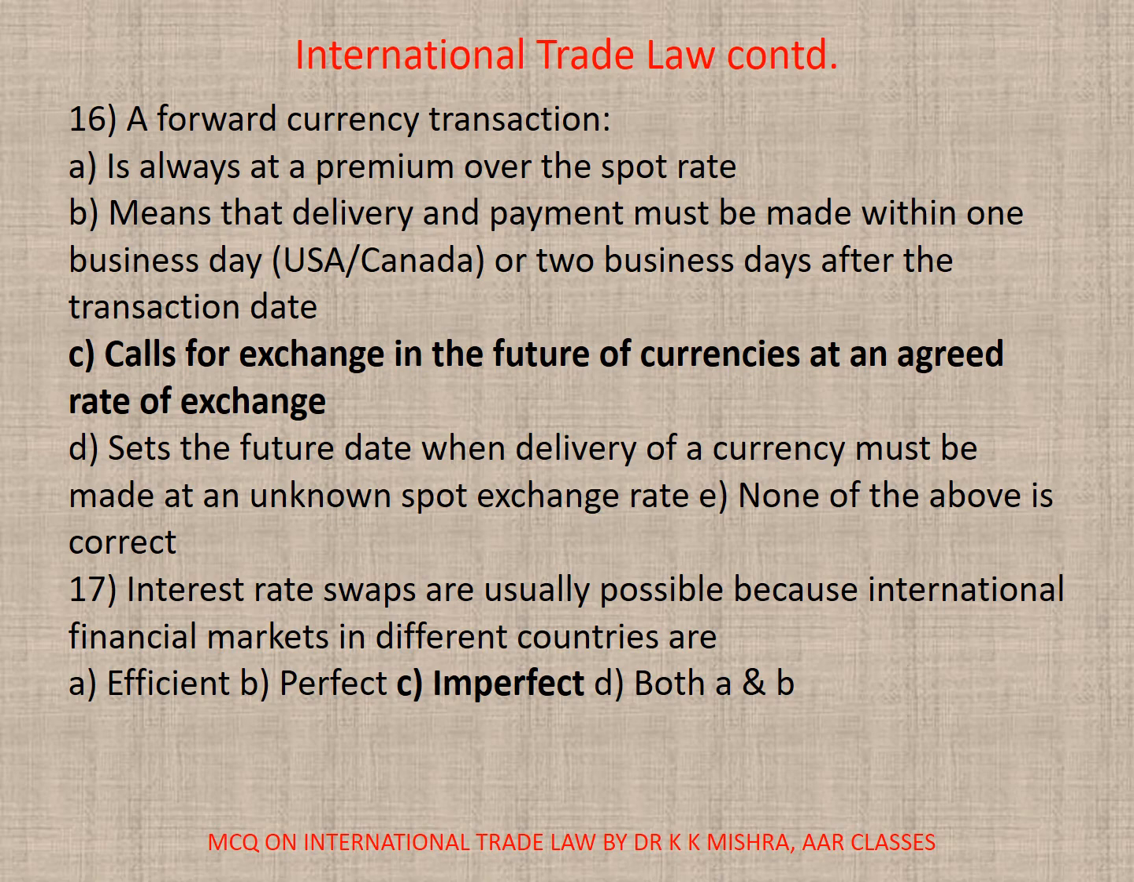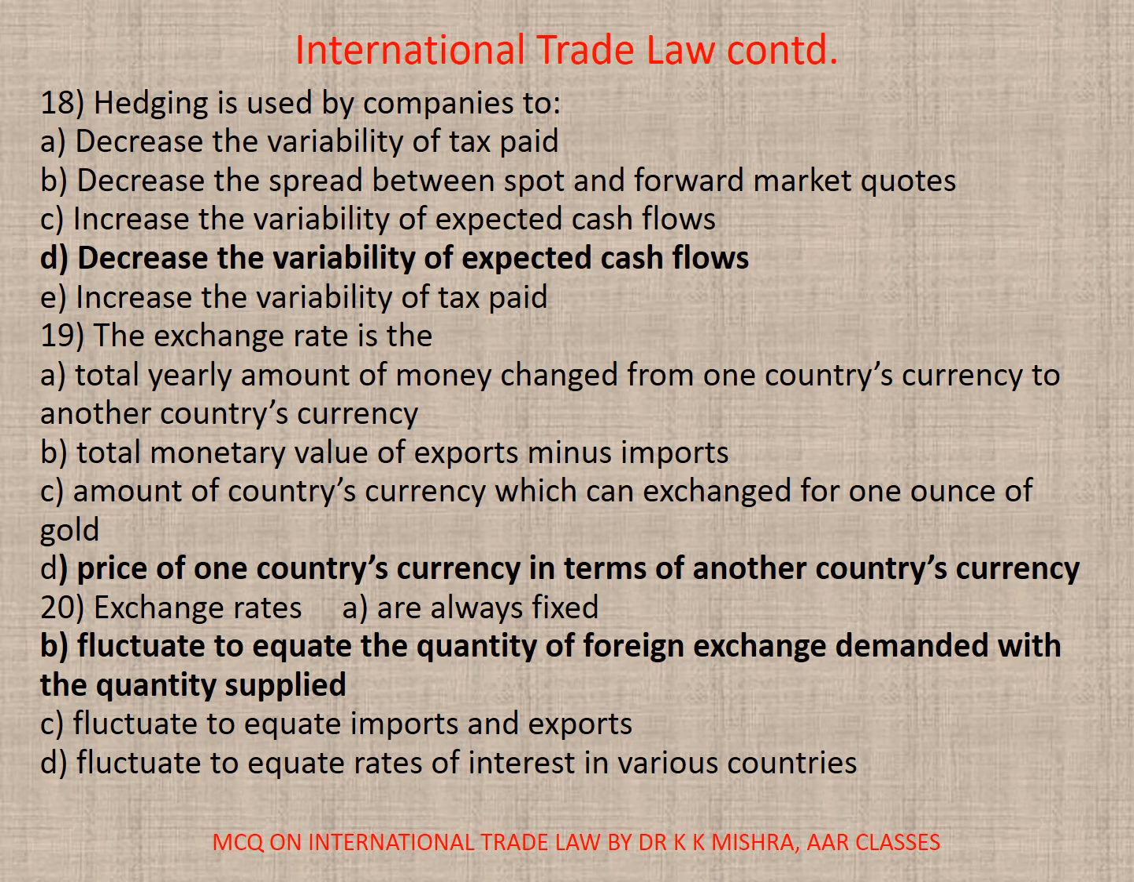16. A forward currency transaction, correct option is C, calls for exchange in the future of currencies at an agreed rate of exchange. 17. Interest rate swaps are usually possible because international financial markets in different countries are, correct option is C, imperfect. 18. Hedging is used by companies to, correct option is D, decrease the variability of expected cash flows.